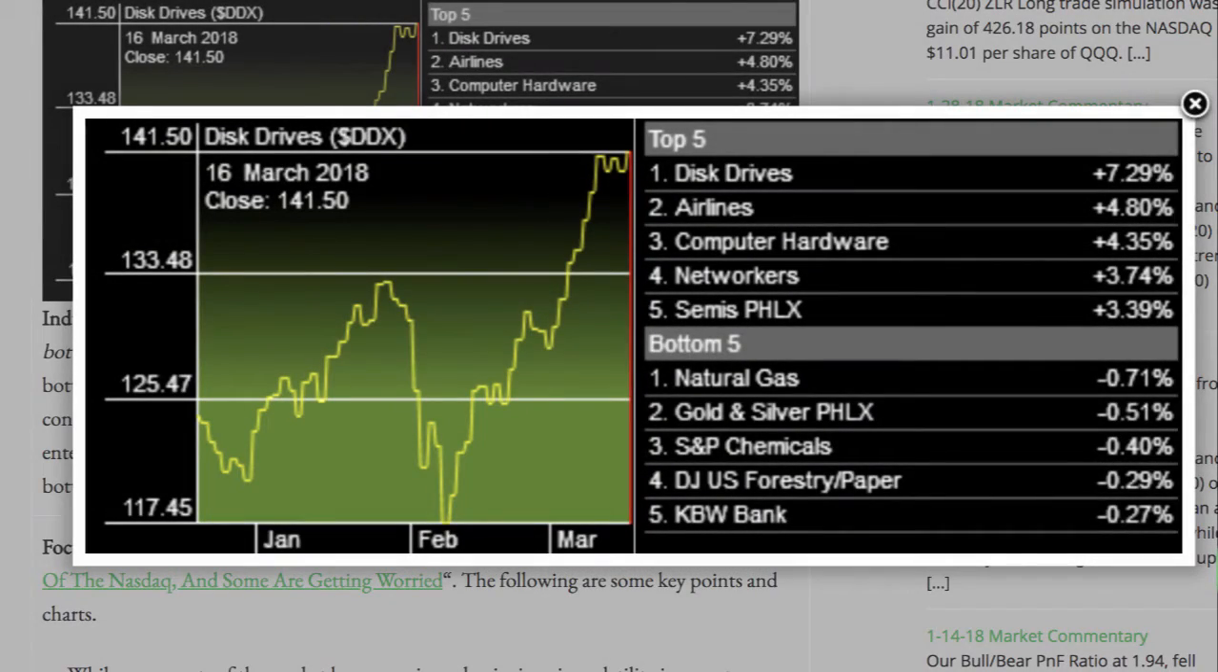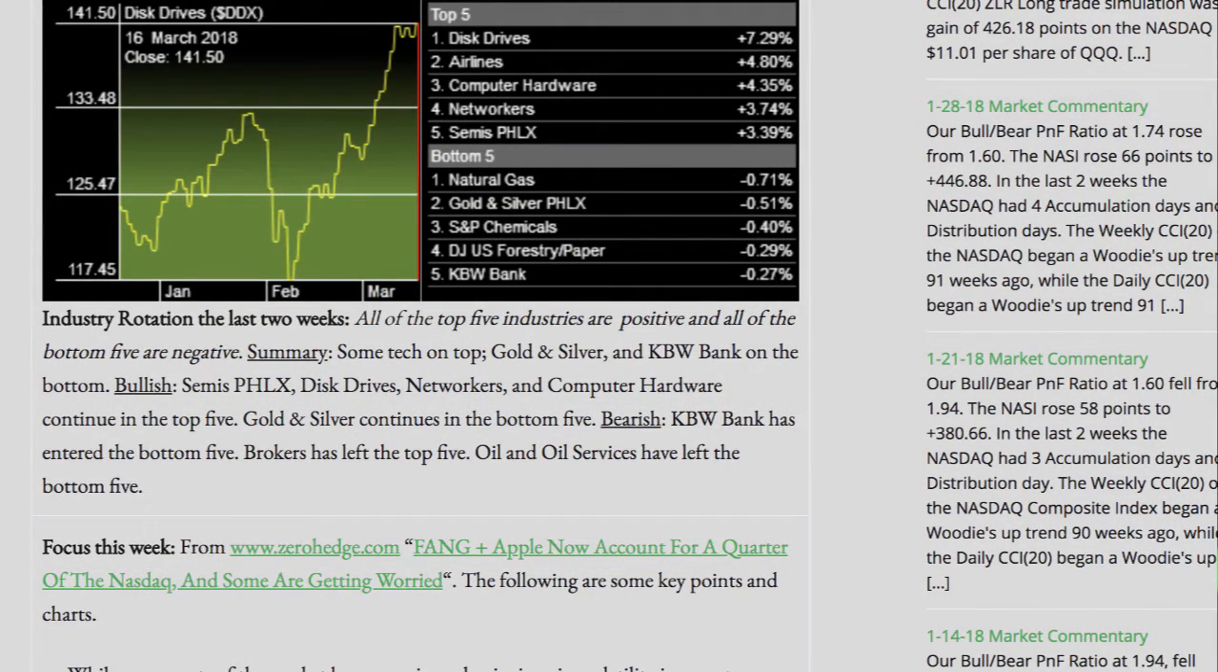Industry rotation the last 2 weeks. All of the top 5 industries are positive, and all of the bottom 5 are negative. Summary: some tech on top, gold and silver and KBW Bank on the bottom. Bullish, semis, disk drives, networkers, and computer hardware continue in the top 5. Gold and silver continues in the bottom 5. Bearish, KBW Bank has entered the bottom 5. Brokers has left the top 5. Oil and oil services have left the bottom 5.